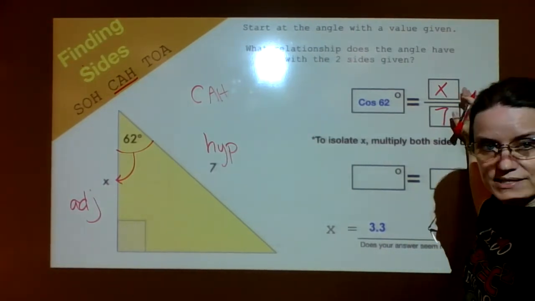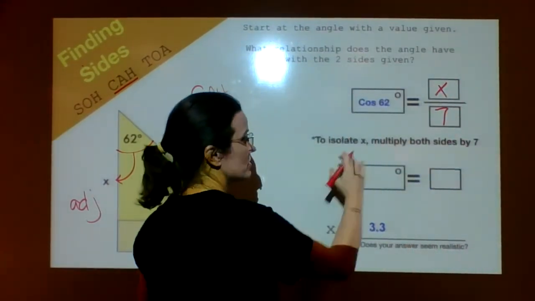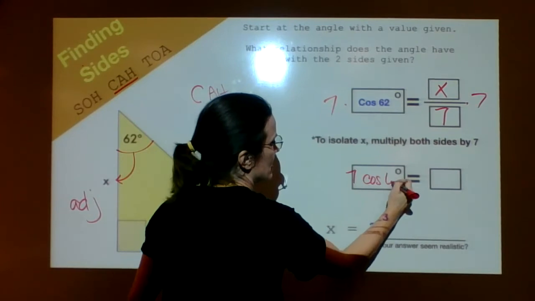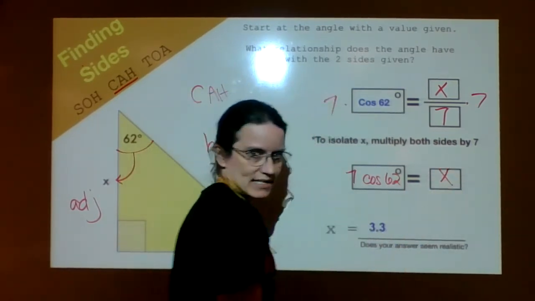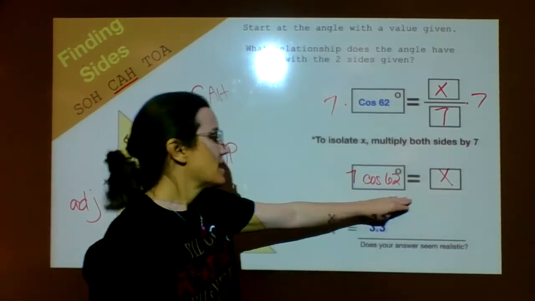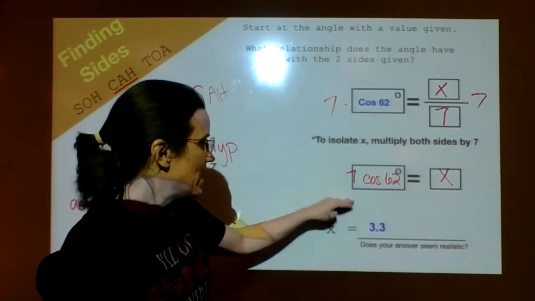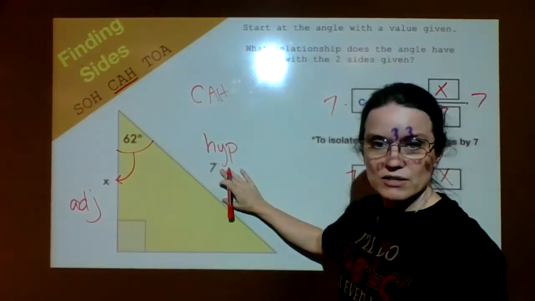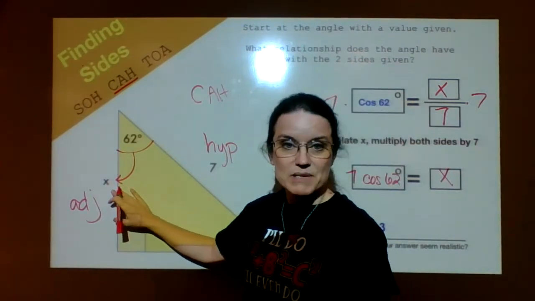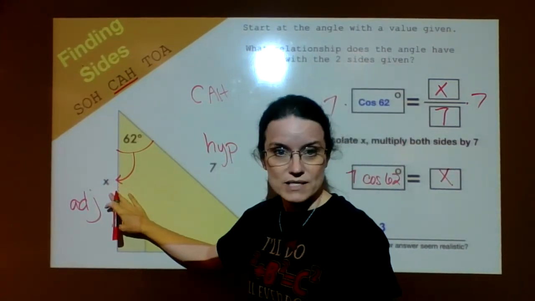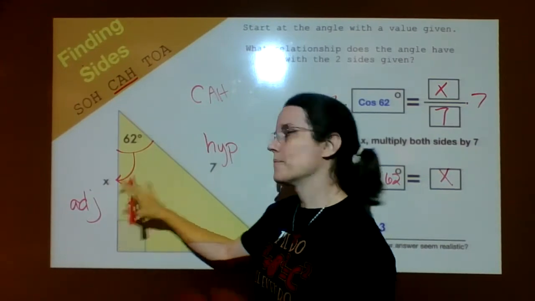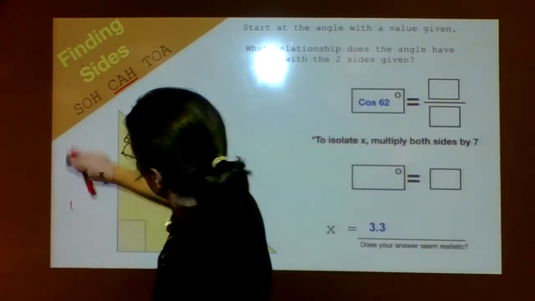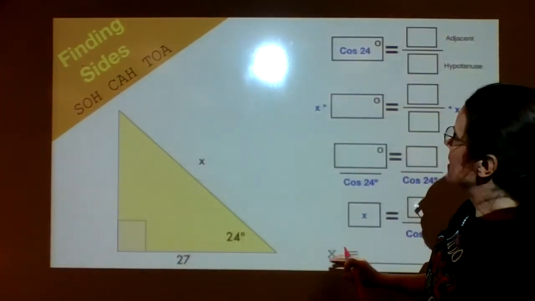And all I want to do now is isolate my X. So I'm going to multiply both sides by 7, and I will end up with 7 cosine of 62 degrees equals X. Now that I've got X isolated, this is what I'm going to type into my calculator, and you end up getting 3.3. Let's see if that makes sense. If my hypotenuse was 7, any of the sides must be smaller than 7. 3.3 is a reasonable length for the side of a triangle. So I'm going to accept that answer. All you're doing is plugging in whatever pieces you're given to find out what's going on.